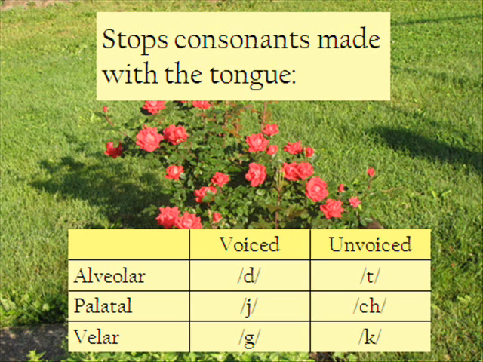The voiced stops formed by the tongue include da, ja, and ga, the sounds for the D, the J, and the G. The unvoiced stop consonants are the other three in this group: the ta, the cha, and the ka, the sounds for the T, the CH, and the K.